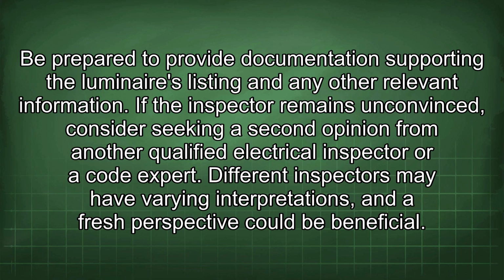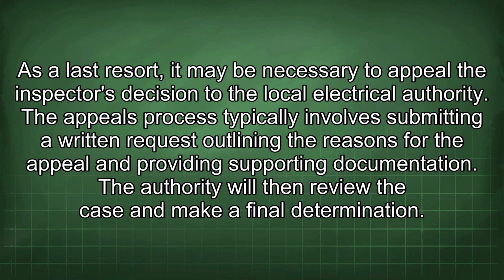If the inspector remains unconvinced, consider seeking a second opinion from another qualified electrical inspector or a code expert. Different inspectors may have varying interpretations, and a fresh perspective could be beneficial. As a last resort, it may be necessary to appeal the inspector's decision to the local electrical authority. The appeals process typically involves submitting a written request outlining the reasons for the appeal and providing supporting documentation. The authority will then review the case and make a final determination.